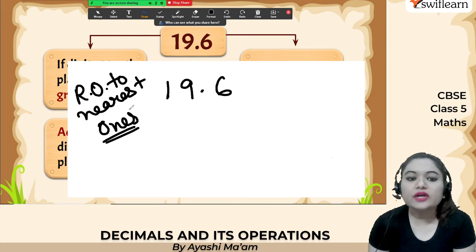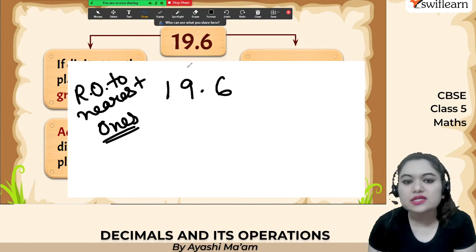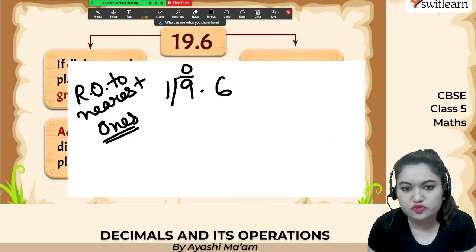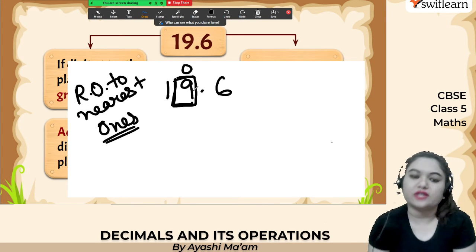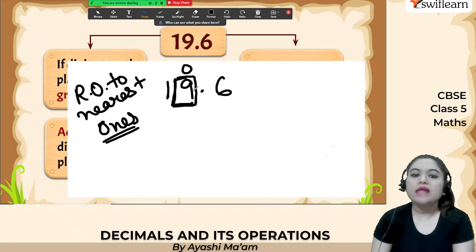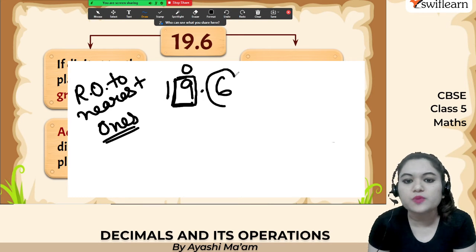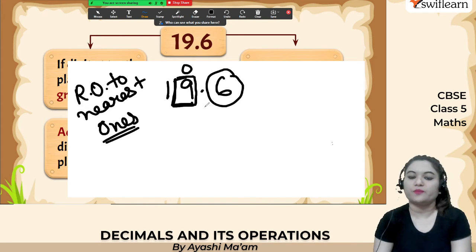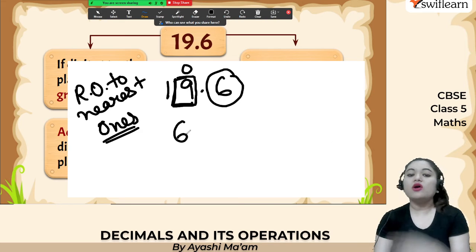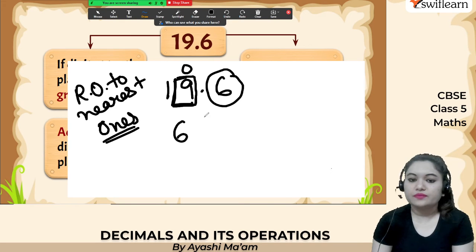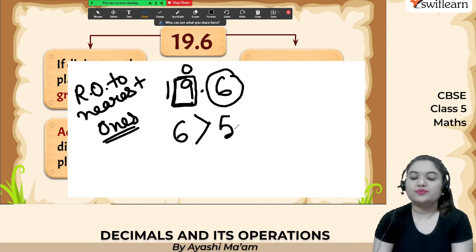Now whenever you are given nearest ones, which one is the ones position? This is your ones position. This 9 is your ones position. Now what will you do? Simply look at the digit that is present to the right of this ones position. So 6 is present to the right of the ones position. Now compare it with 5. It is greater than 5.